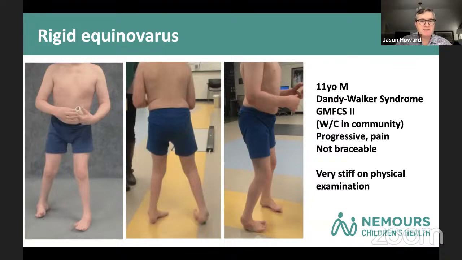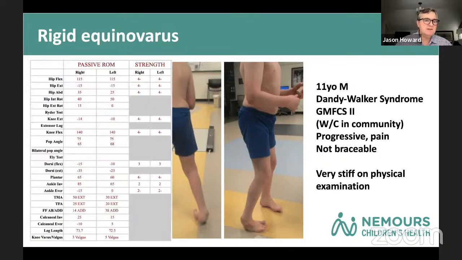So here's another kid, very severe equinovarus, GMFCS level 2 CP, progressive, painful, non-braceable, extremely stiff. Here's his gait lab reports. At the ankle with the knee extended, he's got minus 35. That's your gastrocnemius. Minus 23 on the left with the knee flexed, but the soleus is also tight. The gastroc is tight. So he's got both of these aspects there, and rigid equinus.